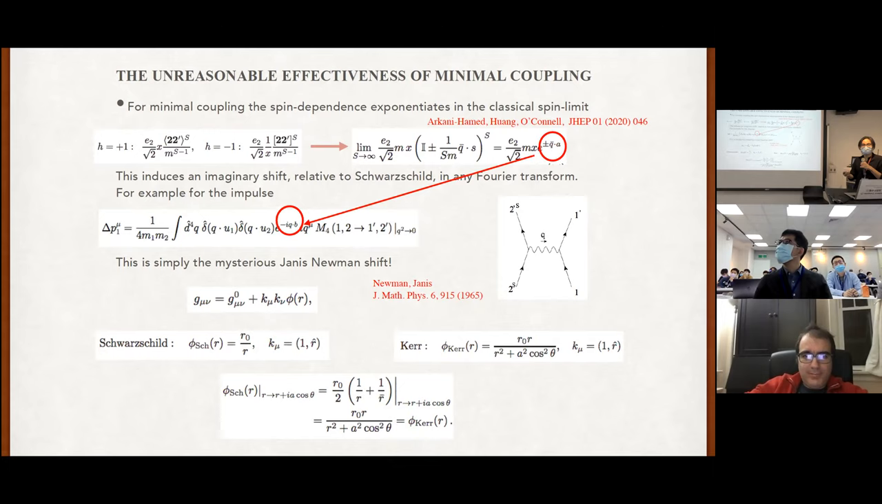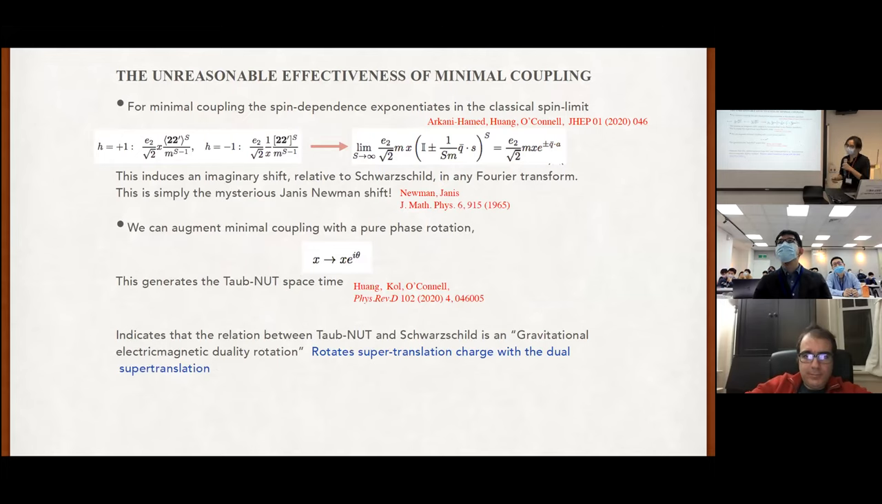What is the reason behind this relation of this shift? Well, we can see that the relation is very transparent from an amplitude point of view, because the spin is just generated by this minimal coupling, which exponentiates when you take the classical spin, and that explains why this is a complex shift.